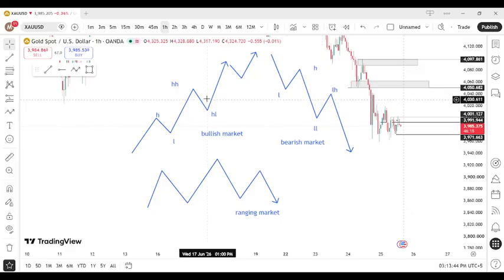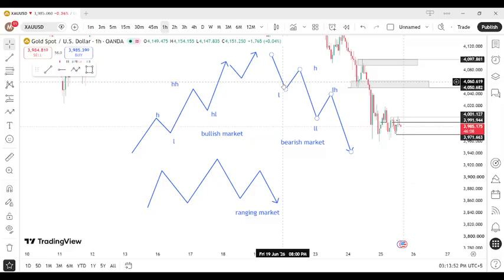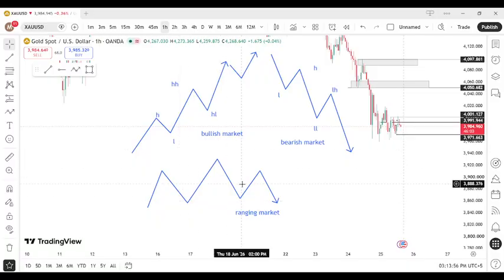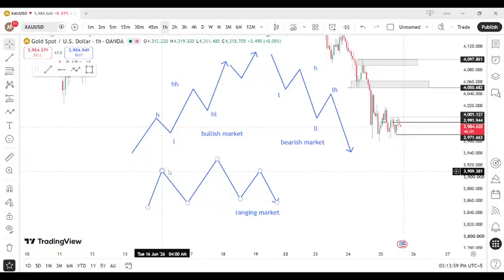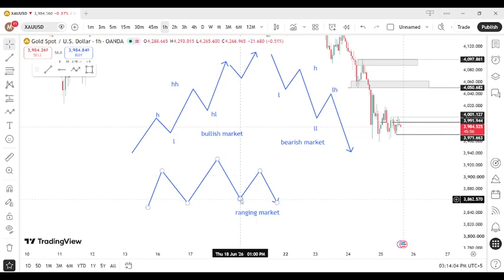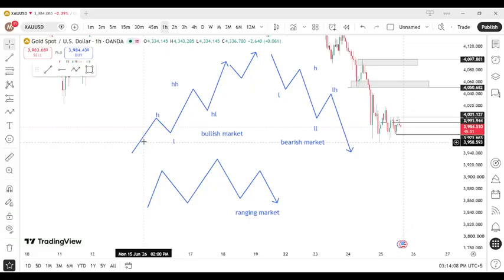So both of these are trendy markets, where we move from low to high to low, and from here we move from high to low to high. And this type of market where we have almost equal highs and almost equal lows is called a ranging market. So we will discuss first the bullish market, how we will find the high and how we will find the low.